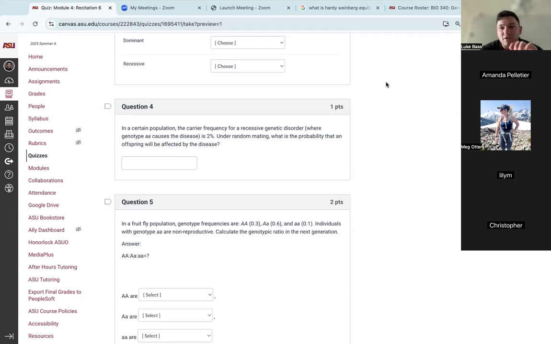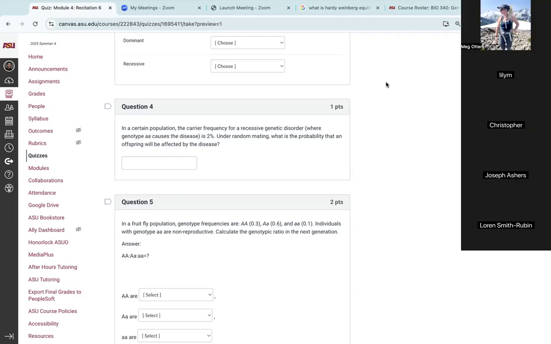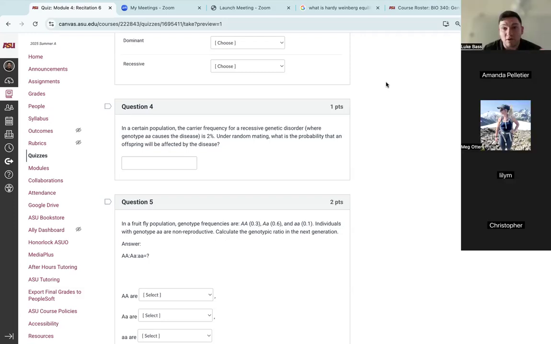I'm just going to stare at this for a little longer and see if I would even know where else to start. But yeah, definitely at this point, affected by the disease. So being affected by the disease, you would have to be homozygous recessive.